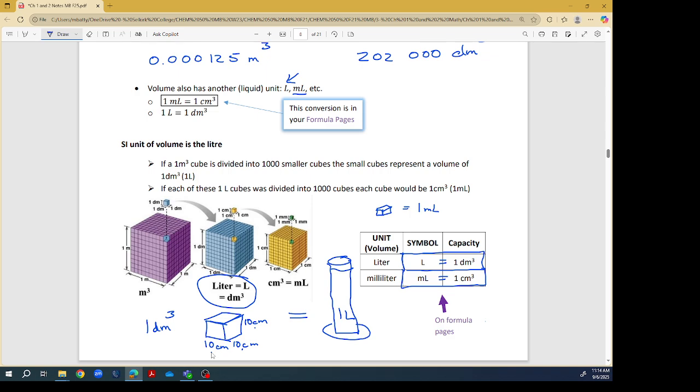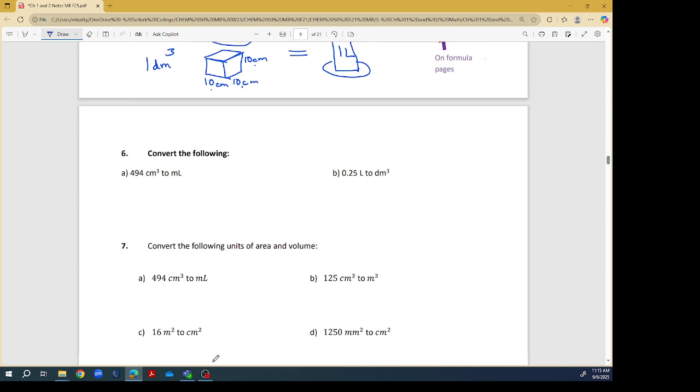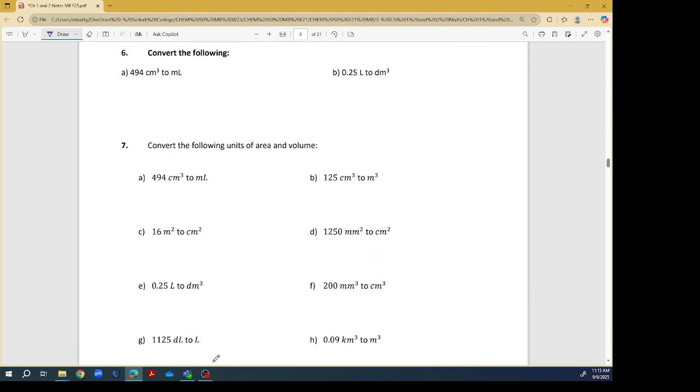And so top of the next page, we have some of these to convert. So in these, really what I'm banking on is that 1 centimeter cubed is 1 milliliter and 1 decimeter cubed is 1 liter. So if I do these conversions, what I should recognize is that those are equivalent units. And so we're not changing the magnitude here. We can simply change the units because they're the same amount.